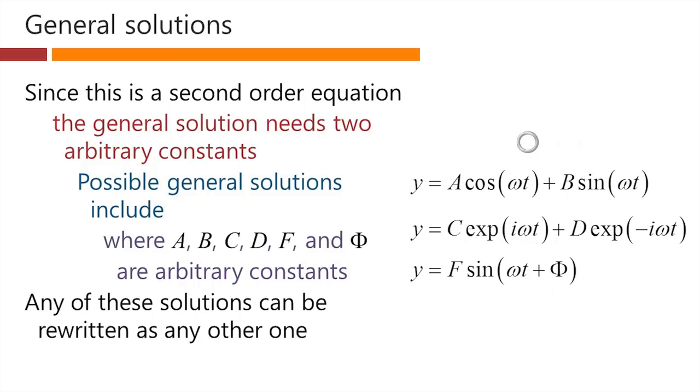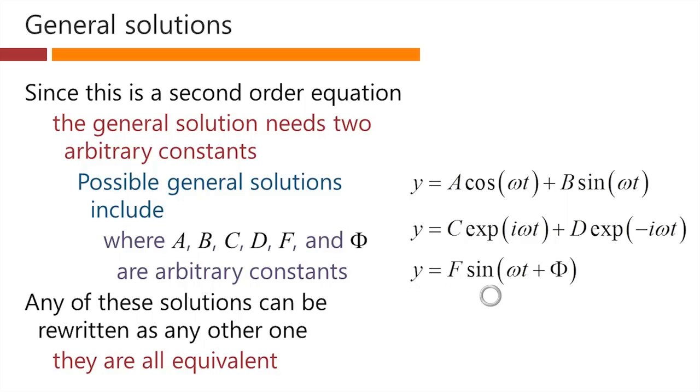But any of these solutions can be written in terms of any other solution. So this solution we could rewrite in terms of this one, because we know that the exponential of i omega t and the exponential of minus i omega t can be rewritten using Euler's formula. And it's also possible using trigonometric formulae to write this solution in this form, or indeed a similar form with the cosine in here. All of these solutions are equivalent to one another.